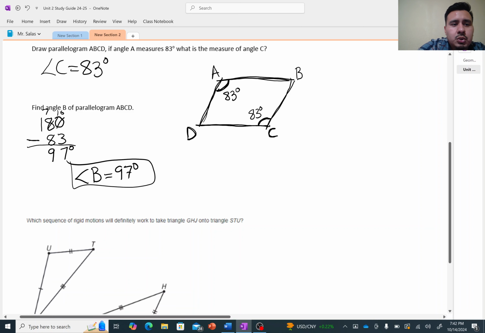So here are our two solutions for our missing angles. You write it down on your figure. Angle B is 97 degrees. Perfect. We are done with this problem.